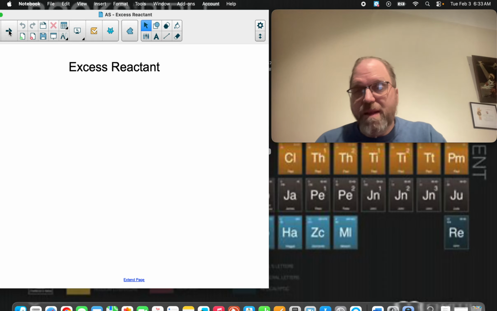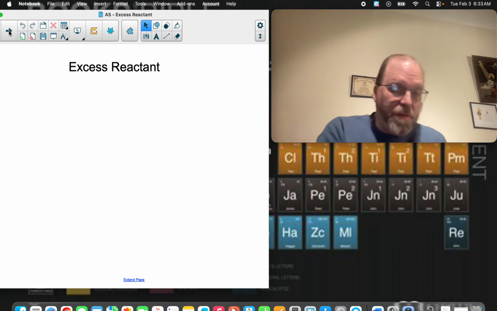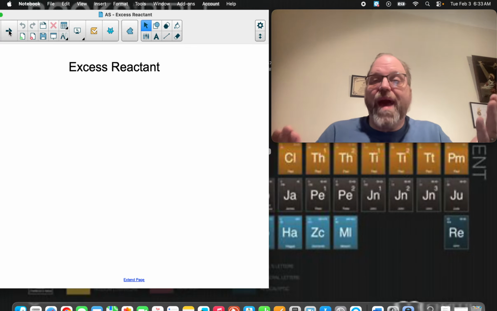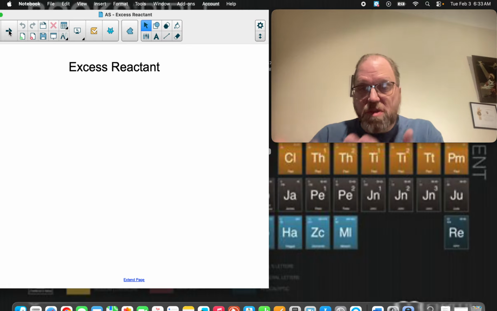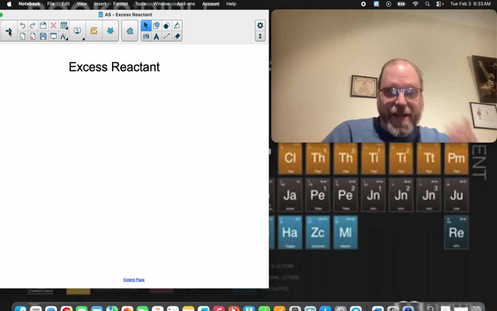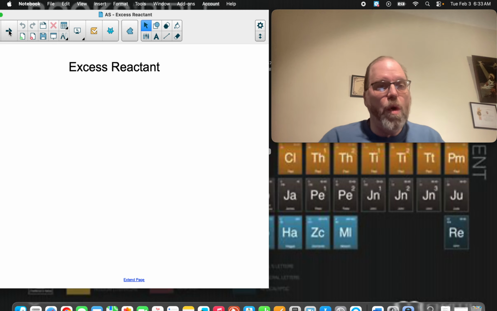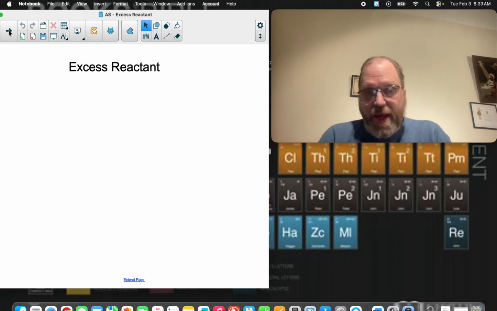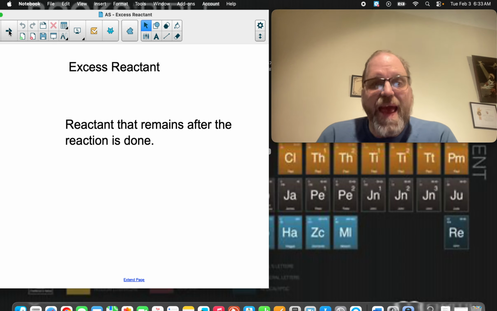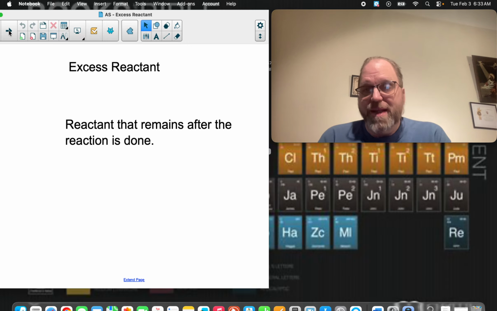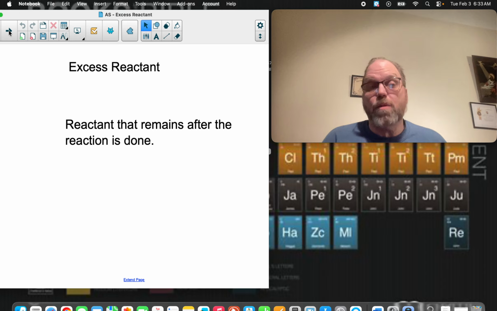Now, excess reactant has to do with the limiting reactant. Remember we talked before, if I have both reactants, the one that produces a smaller amount is the limiting reactant. That's when it shuts down the reaction when it runs out. Excess reactant then is a reactant that remains after the reactant is done. So how much is hanging out, unreacted, that's what we're going to find out today.